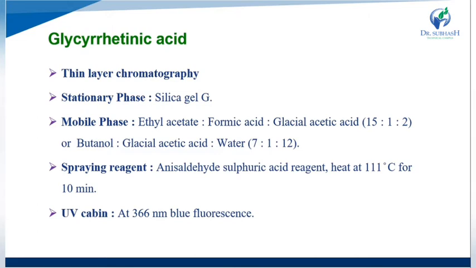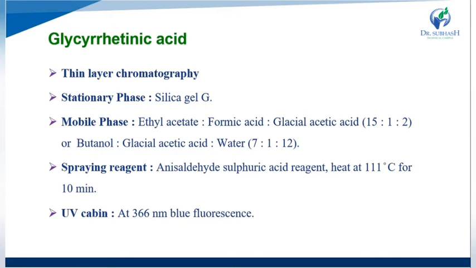The ratio is 15 ml of ethyl acetate, 1 ml of formic acid and 2 ml of glacial acetic acid. This is the ratio of the first mobile phase. Another mobile phase is butanol, glacial acetic acid and water.